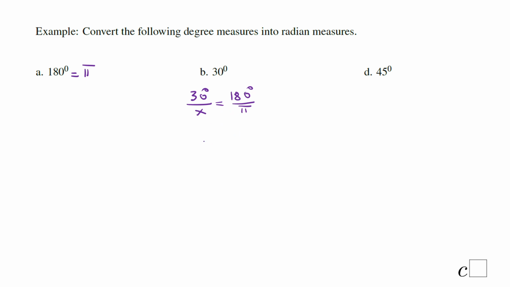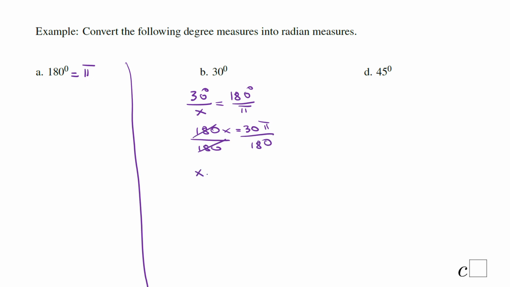Cross multiplication here, so we have 180x equals 30 pi divided by 180, and we have x equals 30 over 180 pi, and this 30 over 180 is 1 over 6, so it's pi over 6. This is the long way where I use the proportion.